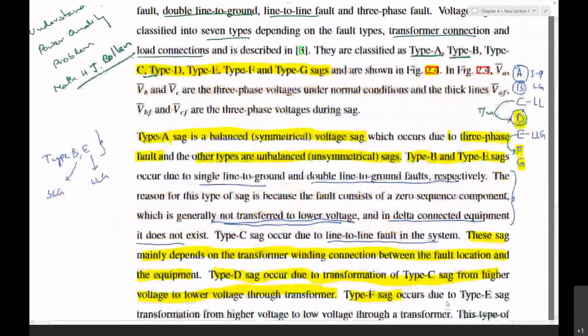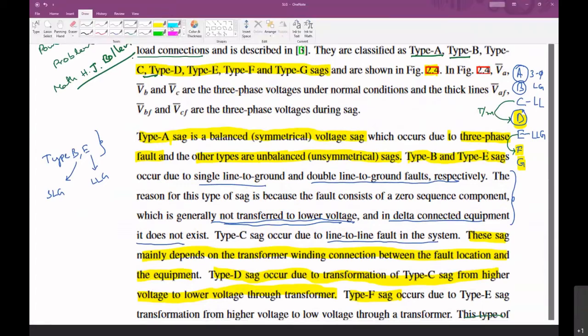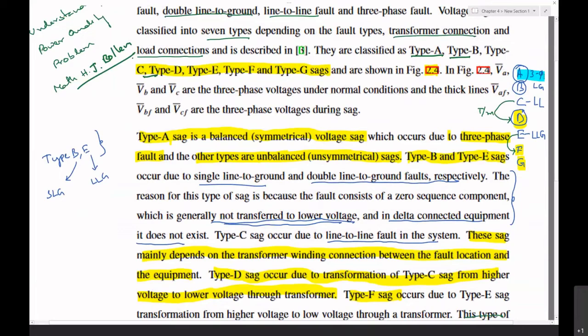Now these are the faults. The A type of fault occurs due to the three-phase fault, whereas B type of voltage sag is line to ground, C is line to line fault, E type is LLG fault. This particular D type of fault occurs due to the line to line ground fault transformation. F fault occurs due to the transformation of E type to F type. Even the G also is the transformation of LLG fault through the transformer.